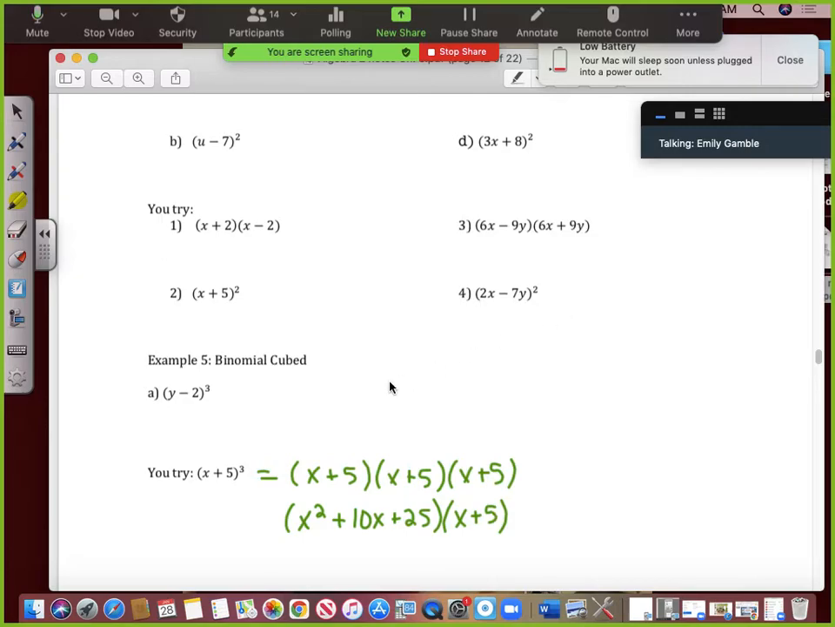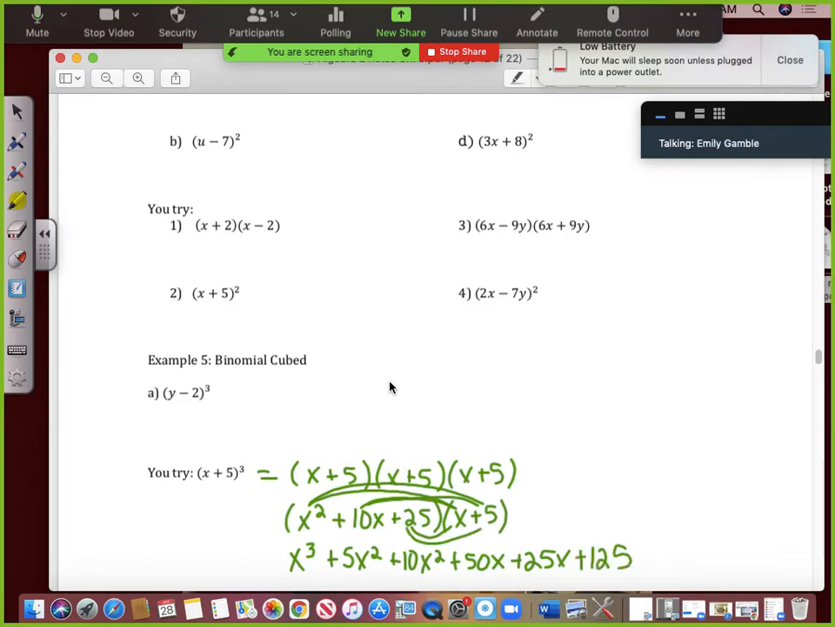Now, even I need to show my work for this because it starts to get a little bit confusing. So I multiply x squared times x and get x to the third power, x squared times 5 and get 5x squared. Then going to the next line, 10x times x is 10x squared, and 10x times 5 is 50x. Then 25 times x is 25x, and 25 times 5 is 125.